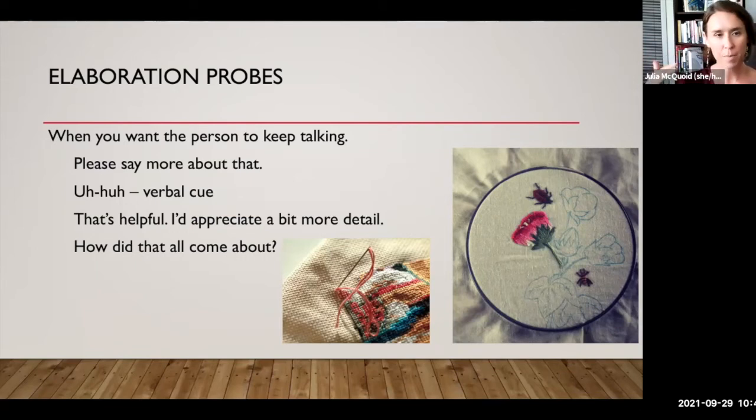With elaboration probes, I try to exude curiosity when I'm trying to get the participant to continue to talk. So, can you please, oh, I'm really interested in that. Can you please say more about that? You can use verbal cues, and definitely nodding. I usually leave an interview feeling like my head is about to fall off my neck, but I do a lot of leaning in, a lot of nodding. And just the different ways that we can try to get a person to understand that we really want to understand more. How did all of that come about? Can you please say more about that? Chad?